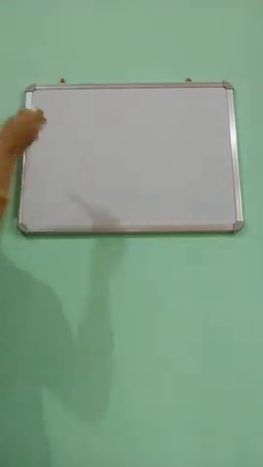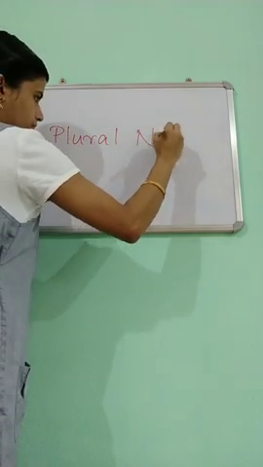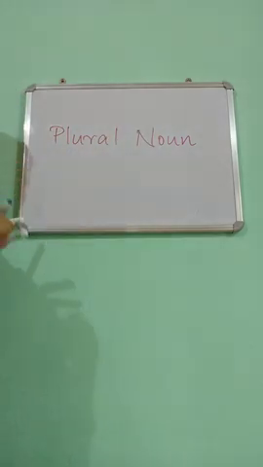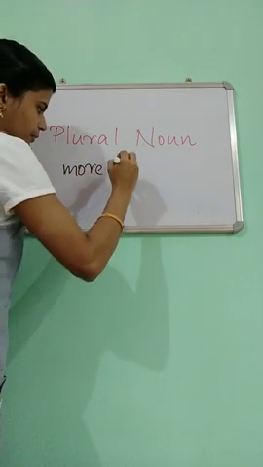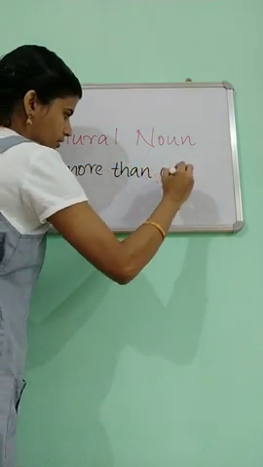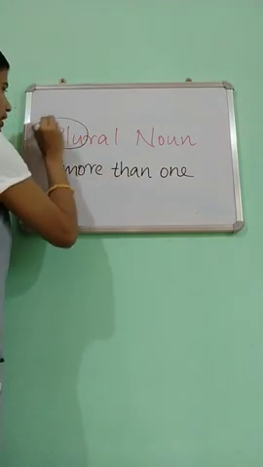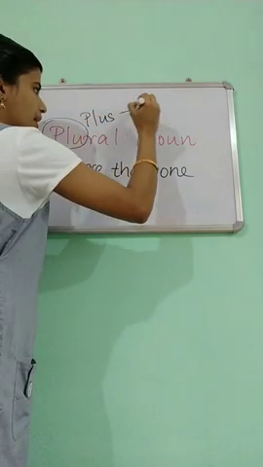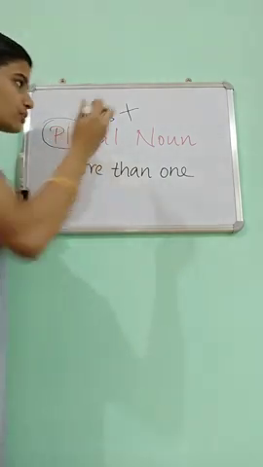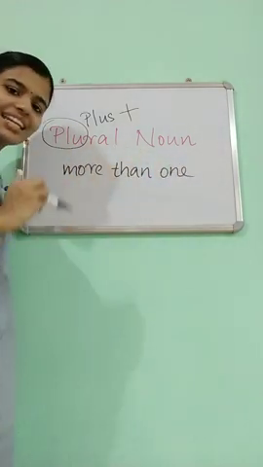Then, what do you mean by plural noun? Plural noun means more than one. An easy way to remember this is that in the word plural, we can find the word plus. We use the plus sign to add something. So, plural means more than one.